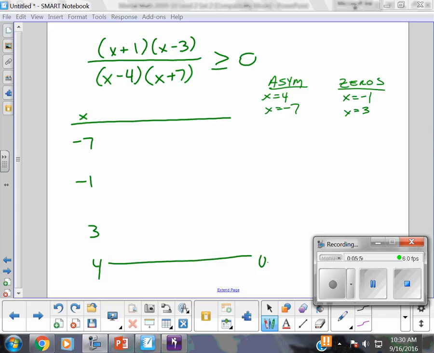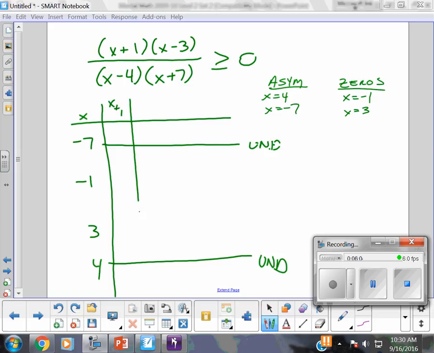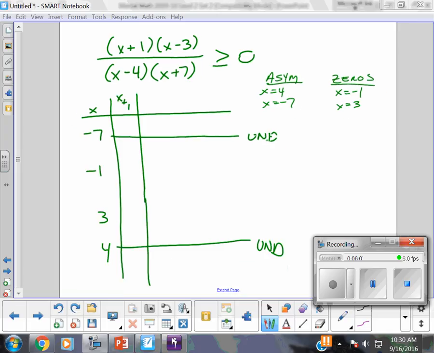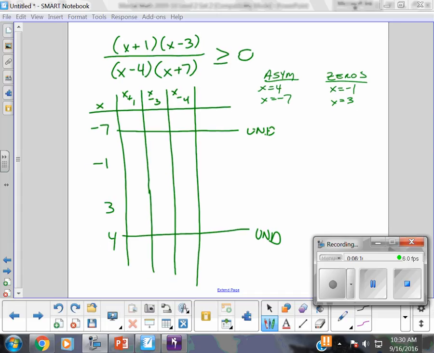4 is an undefined, and negative 7 is an undefined. And I have my 4 factors from my rational expression. And some students don't like that I write them kind of at an angle, but otherwise these tables get very large. And I know the other 2 are zeros.